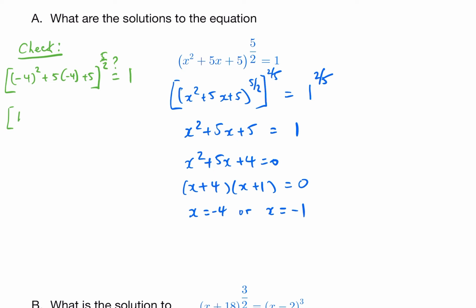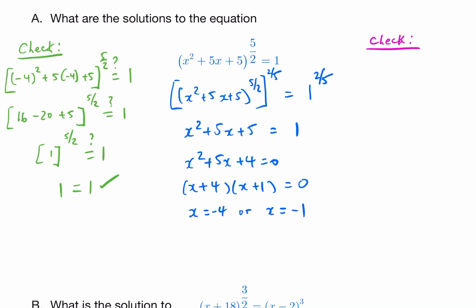Okay, well, let's go ahead and work this out. On the inside, we've got 16 minus 20 plus 5 raised to the 5 halves power, and is that equal to 1? 16 minus 20 is negative 4, plus 5 is equal to 1. 1 raised to the 5 halves power, is that equal to 1? Well, 1 raised to the 5 halves power is 1, so 1 does equal 1. So that checks out. Now let's check out the other value.